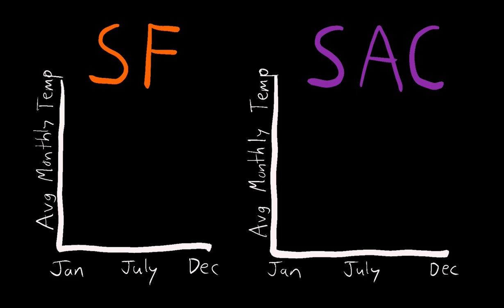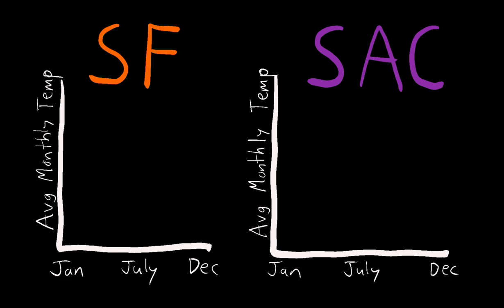So to understand this example, I've been throwing out some terms like temperature range, annual average, monthly temperature. So we're just going to break it down in some plots here. On the x-axis, we have months of the year, so it goes from January through July through December. And then on the y-axis, we have average monthly temperature.